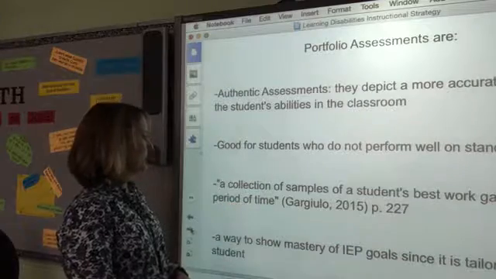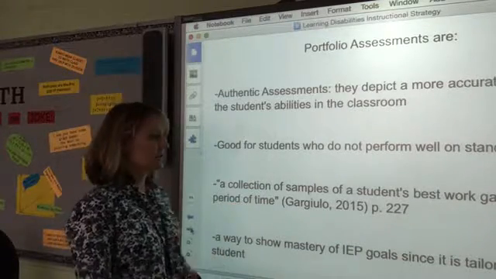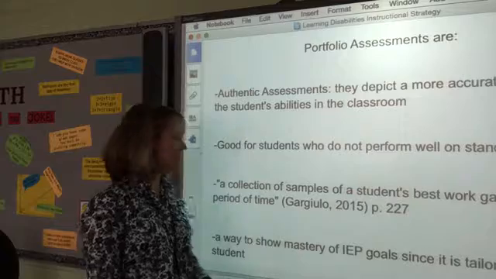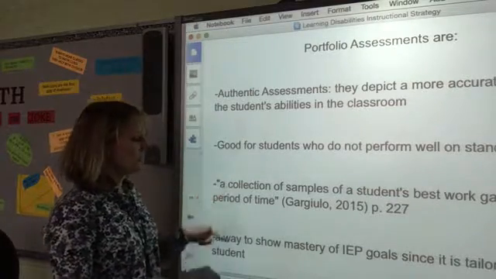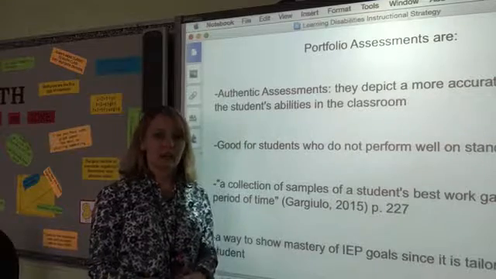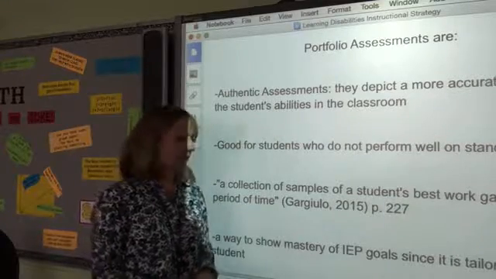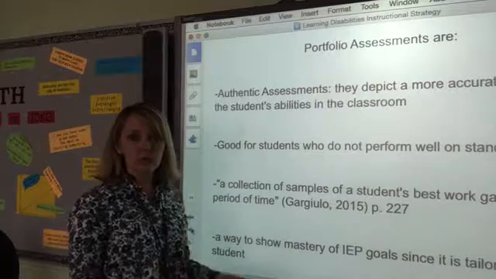According to the textbook, a portfolio assessment is just a collection of samples of a student's best work that's gathered over a period of time. They're also a great way to show mastery of any IEP goals that have been set for that student because it is tailored to the student.